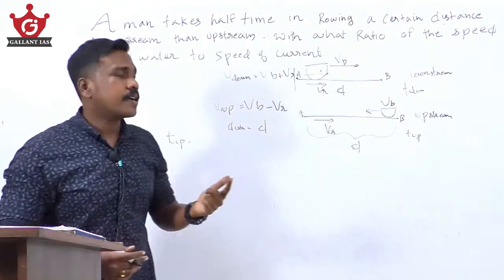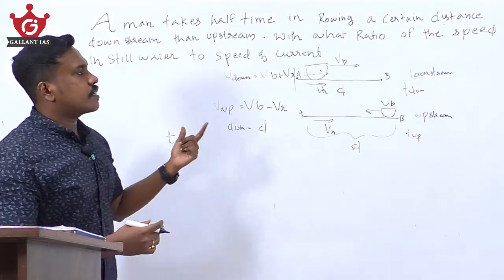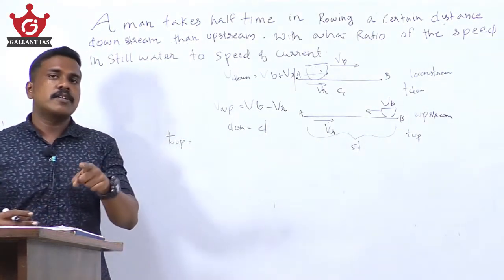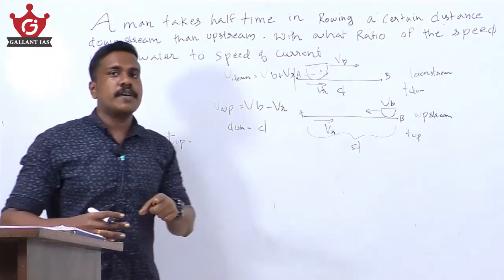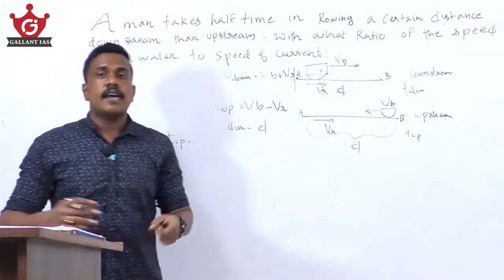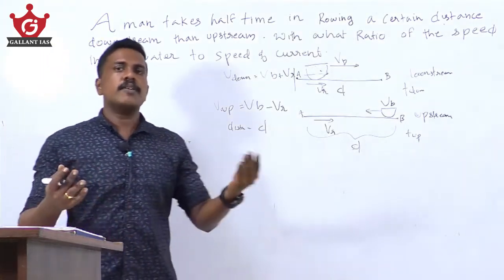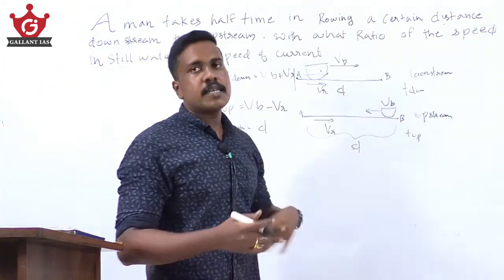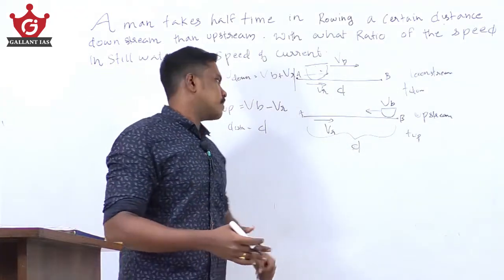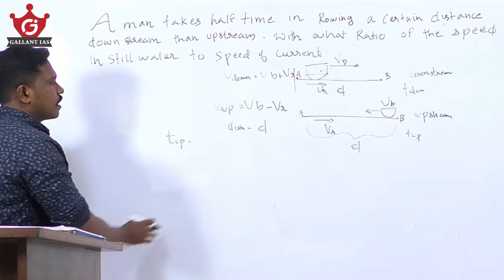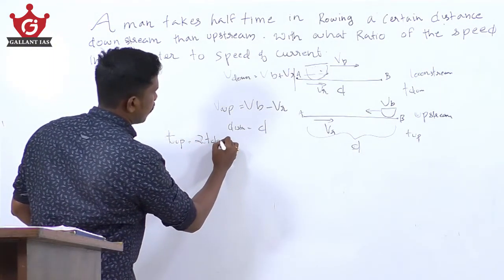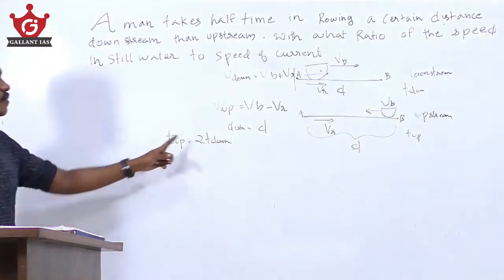That means the time taken by the boat to cover the downstream is half that of the time taken in the upstream. It's quite natural, right? We already know that the time taken in upstream will be greater than that of the downstream. So T up will be 2 times T down, right?